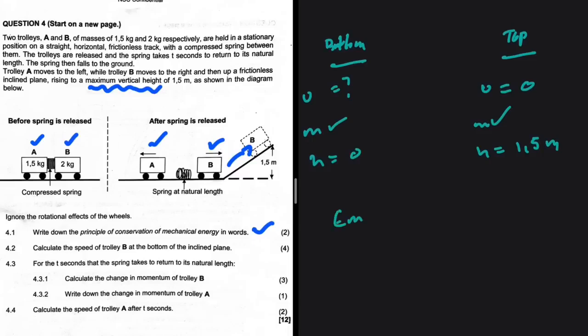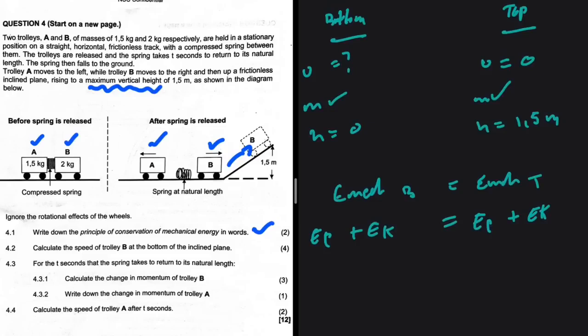We know that the total mechanical energy at the bottom should be equal to the total mechanical energy at the top. This is because our track does not have any friction, right? It is frictionless. So we can use the conservation of mechanical energy. At the bottom, we're going to have EP plus EK, potential energy plus kinetic energy. At the top, we're also going to have EP plus EK. So what is the potential energy at the bottom? We know that the potential energy is mgh, right? So the mass is 2, gravitational acceleration is 9.8, the height is 0.